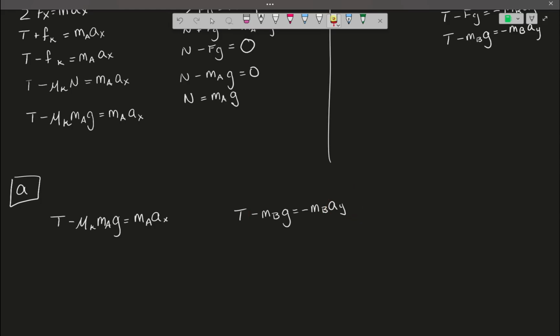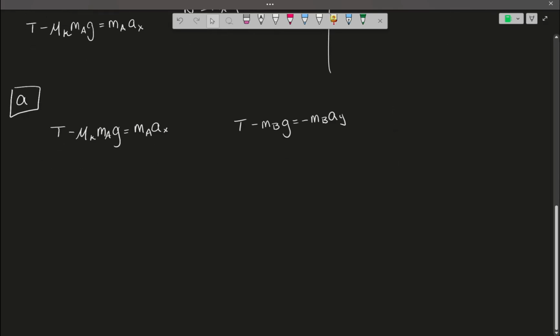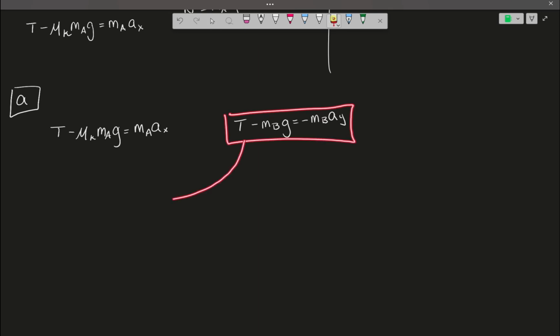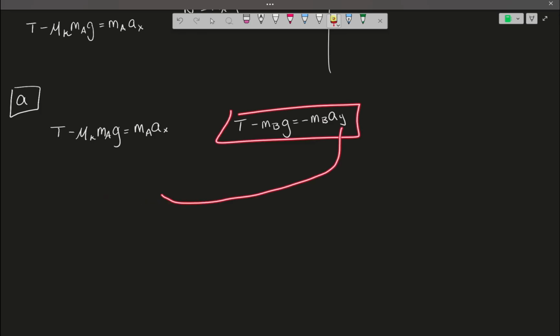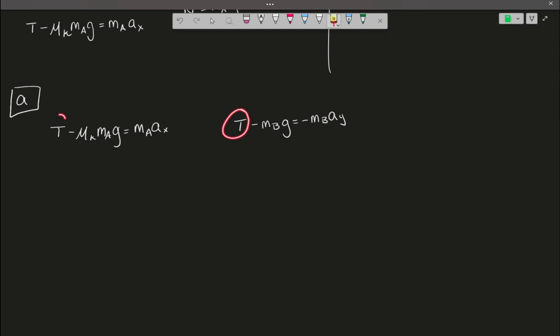Whenever I have two unknowns but I have two equations, I can use a system of equations and plug one in for the other. This means that I have to choose whether I solve one equation for T and plug it in, or solve the equation for acceleration and plug it in. It doesn't really matter, but because I want to determine what the acceleration is, I don't want to get rid of that variable.